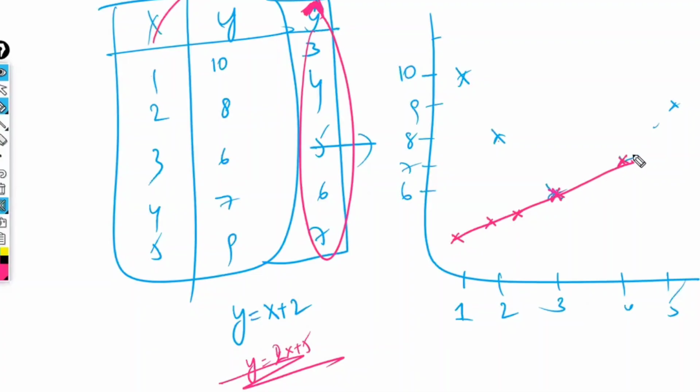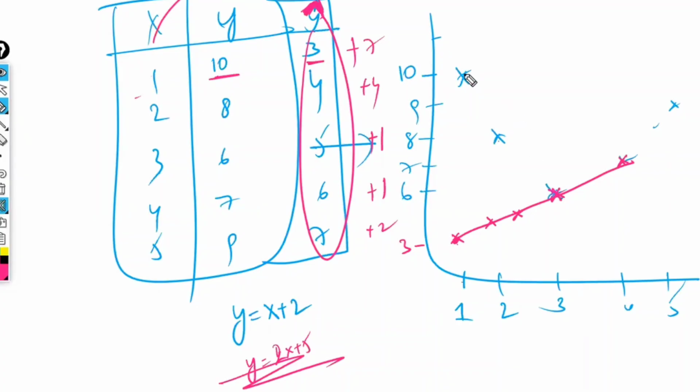Now, the data you have is like this, and this is a straight line. For 1, this is the actual y and this is the predicted y, so there will be an error. Sorry, 10 is the actual and 3 is the predicted one. The error is minus 7. 10 minus 3 is 7, 8 minus 4 is 4, 6 minus 5 is 1, 7 minus 6 is 1, 9 minus 7 is 2. These are the errors. Everything here is an error.